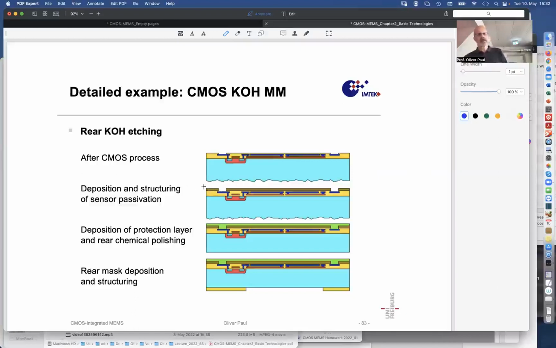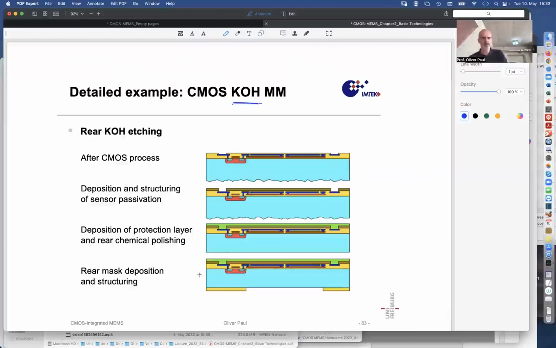Actually there is a sensor passivation added on top for stress compensation purposes that you'll understand in a while, so that whenever we fabricate membranes, those membranes remain flat. And then an additional protection layer is deposited that can later be removed again, so that the aluminum structures are protected against the etchant, the KOH. KOH aggressively etches aluminum, and so it wouldn't be good to leave that surface exposed to KOH. All the circuitry would be gone.